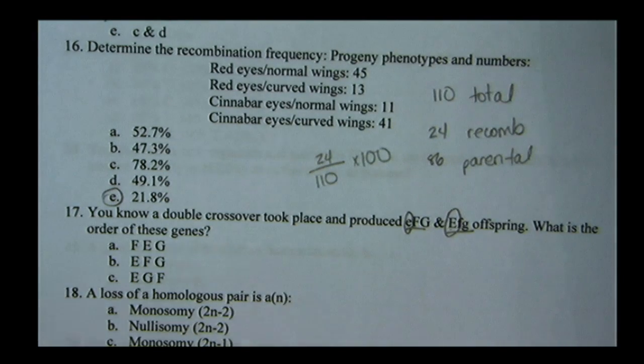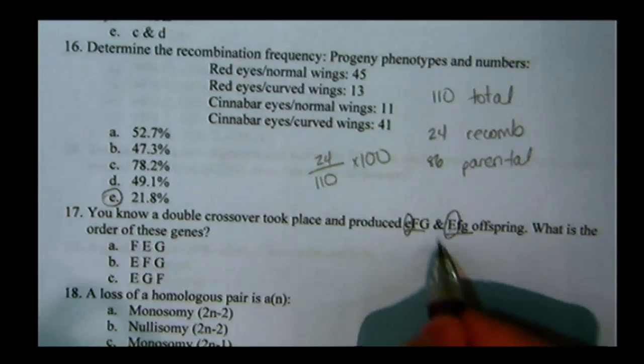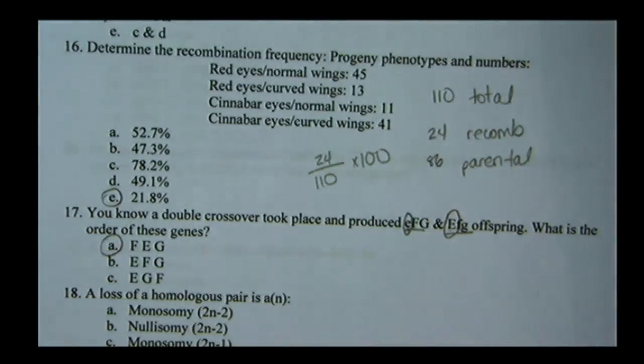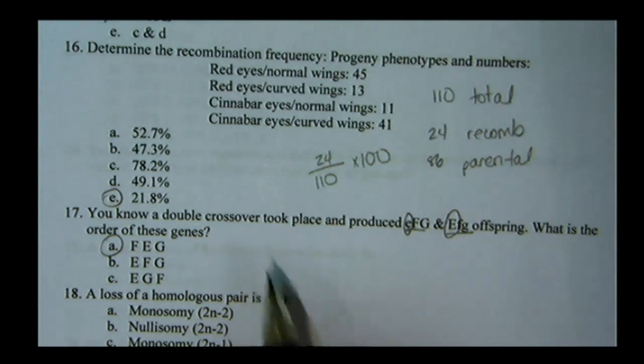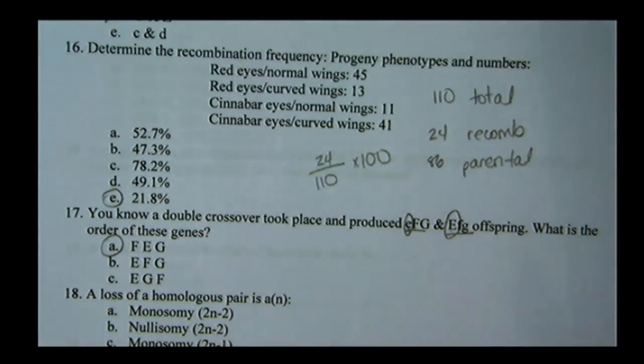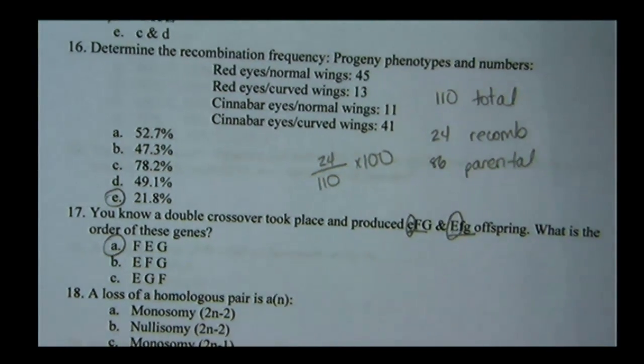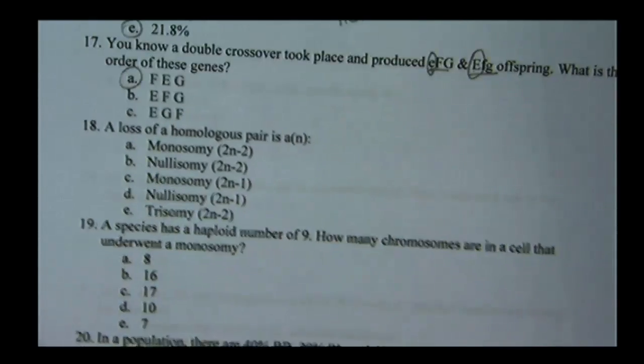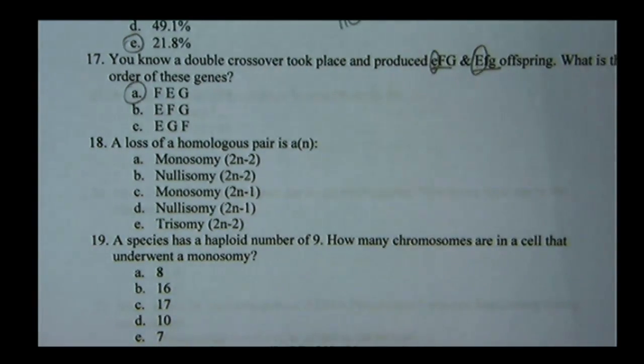Okay, and a loss of a homologous pair, whenever you see homologous pair, always think you're talking about 2. So your 2n minus or plus is always going to involve 2. So you can immediately get rid of the ones that involve 1. And then from there, you need to remember what your different words here mean. So monosomy, nullisomy, trisomy, each of those correspond to a, yes?